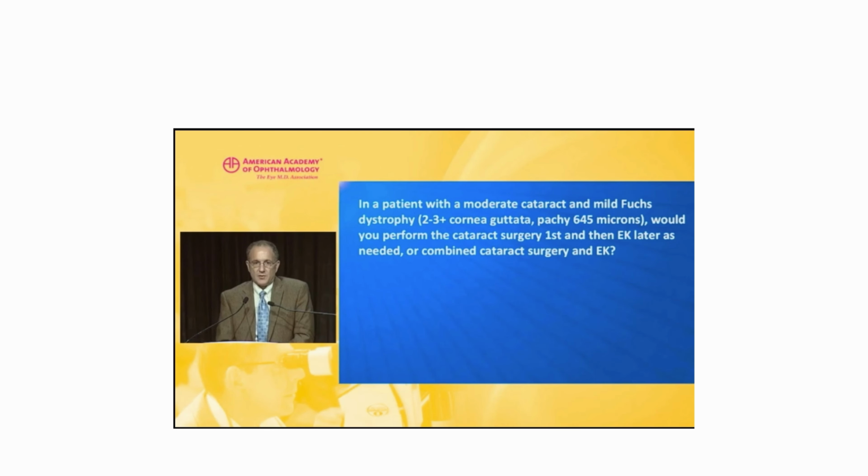Right. So, within cornea, endothelial keratoplasty is a big topic. Many of our patients have cataracts, and here's a good question. In a patient with a moderate cataract, mild Fuchs dystrophy, 2 to 3 plus cornea guttata, pachymetry 645 microns, would you perform the cataract surgery first and then endothelial keratoplasty later as needed, or combined cataract surgery and endothelial keratoplasty at the same time?